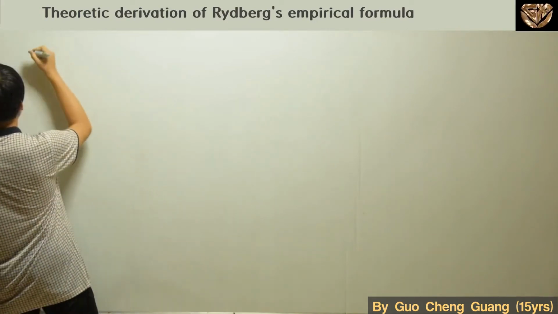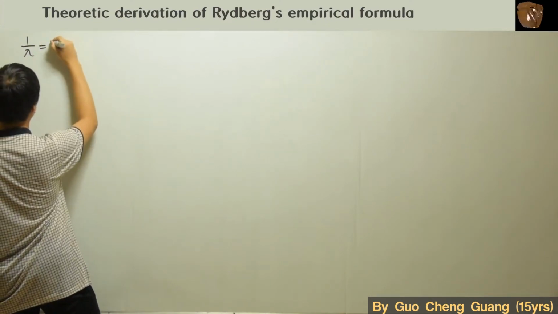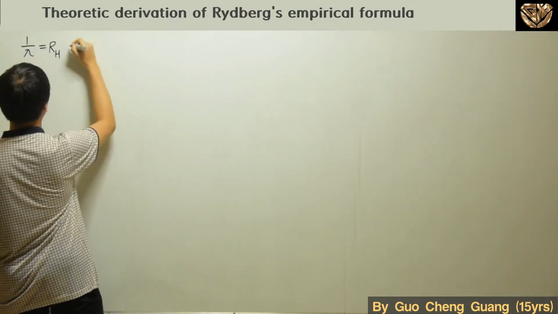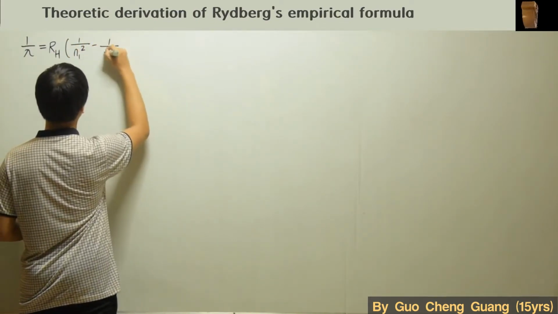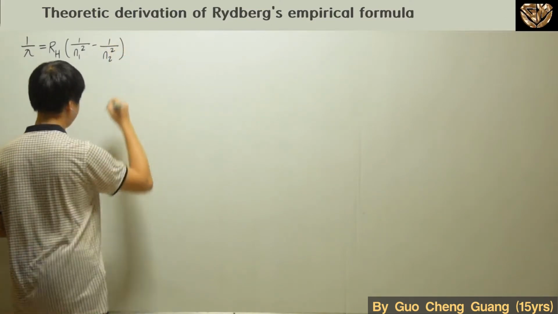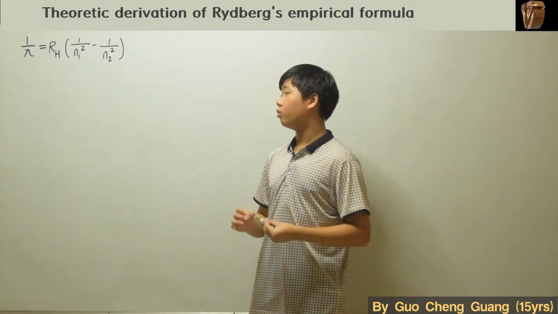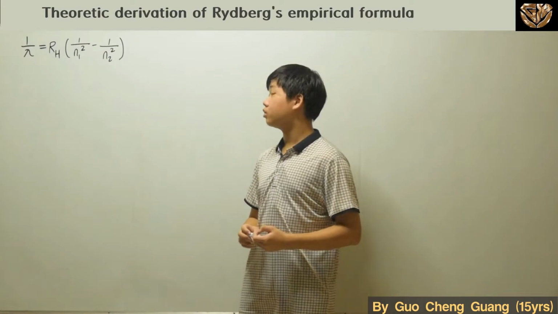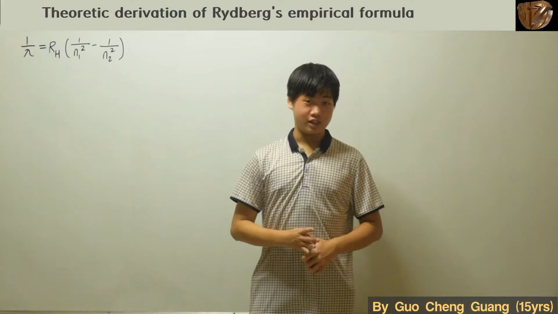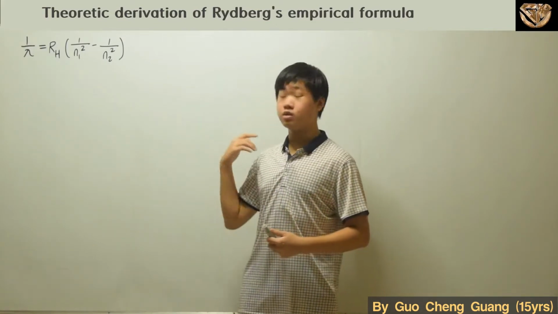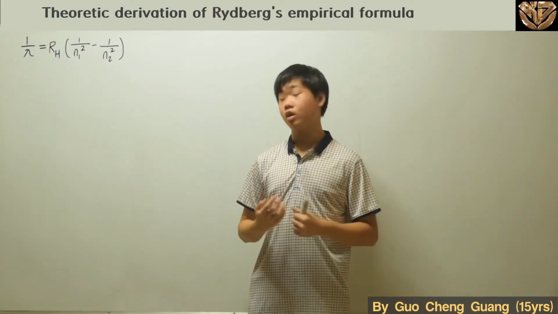For Rydberg's empirical formula, you have 1 over lambda, and this is equal to your Rydberg's constant, times 1 over n1 square minus 1 over n2 square. So this is what it looks like. Now, what does each of these even mean? Lambda is your wavelength. But wavelength of what? Since the series is for the hydrogen spectrum, that means you only have hydrogen atoms.